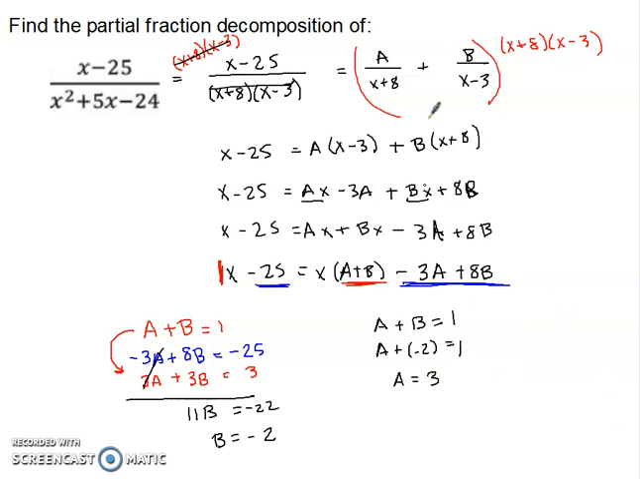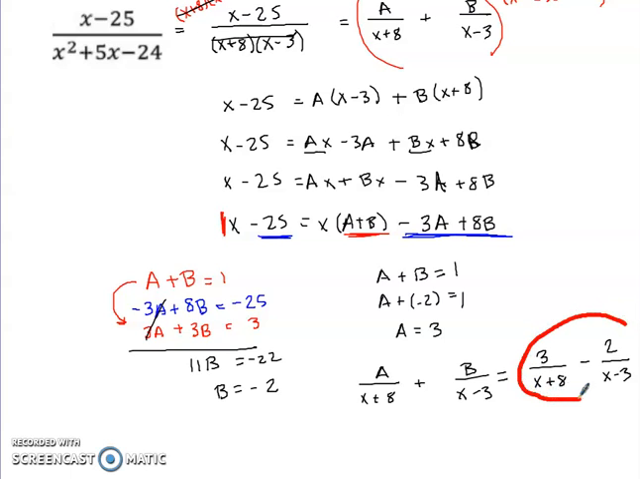So then going back to my original partial fraction decomposition, a over x plus 8 plus b over x minus 3. When I substitute a and b in, I find that the partial fraction decomposition is 3 over x plus 8 minus 2 over x minus 3. And this would be our partial fraction decomposition for our original expression.